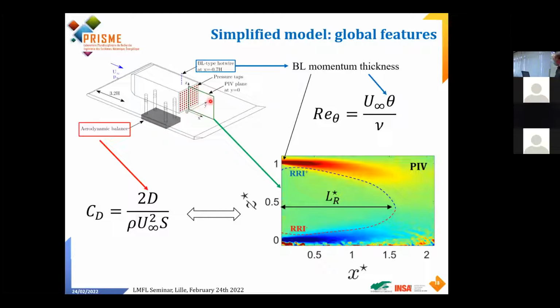Another metric will be investigated using the PIV measurements, where we will look at the recirculation region. You see here, the dashed line represents the limit of a recirculation bubble. And I will define its length. The length is the distance between the base, this part here, and the maximum point of my bubble. And the last one will be the drag, because at the end it's a macro element, which tells me, is my system efficient in terms of aerodynamics? The drag will be measured using the balance for the experiments.